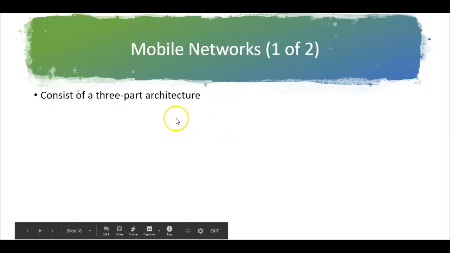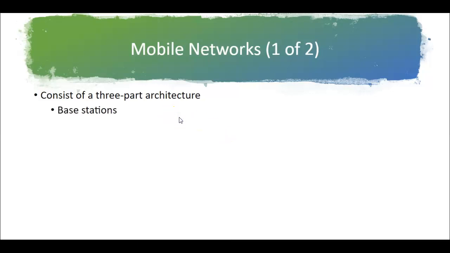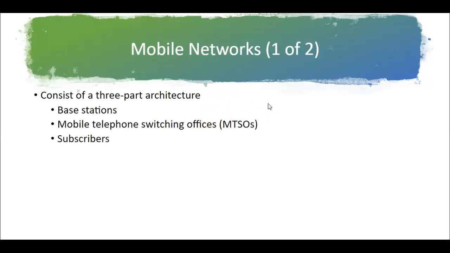Mobile networks consist of a 3-part architecture. You have your base station. You have your mobile telephone switching offices. You have your subscribers.